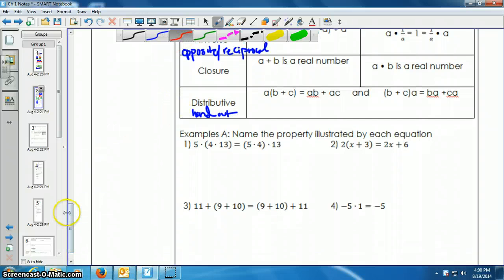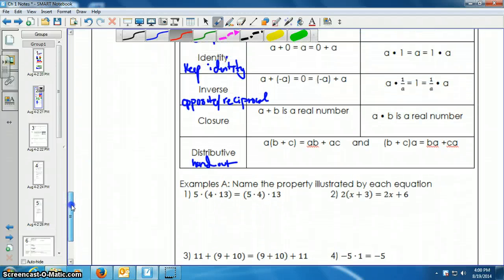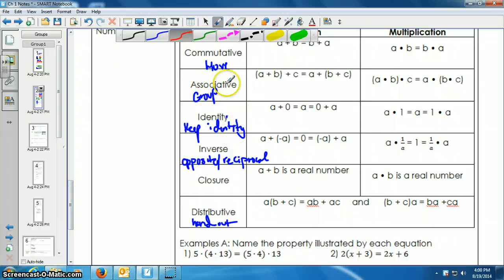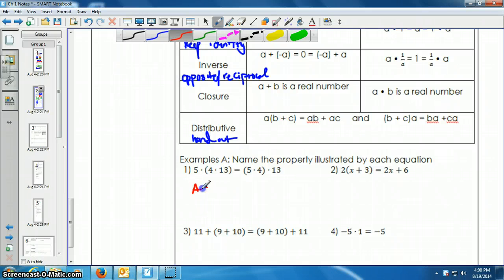So let's take a look at a couple examples down here. Now they might trick you with some parentheses, so make sure to look at those carefully. So what's happening here? It's first that our 4 and our 13 are being grouped, and now our 5 and our 4 is being grouped. So we're regrouping. So if we look up here to see when the groups change, that's associating or regrouping. So it's associative, and I'm just going to abbreviate, of, and we're using multiplication. So I'm going to abbreviate, associative of multiplication.